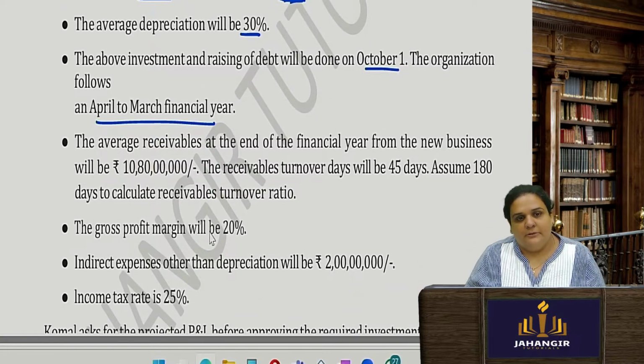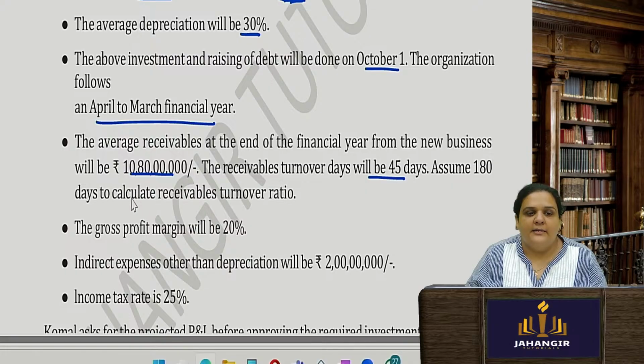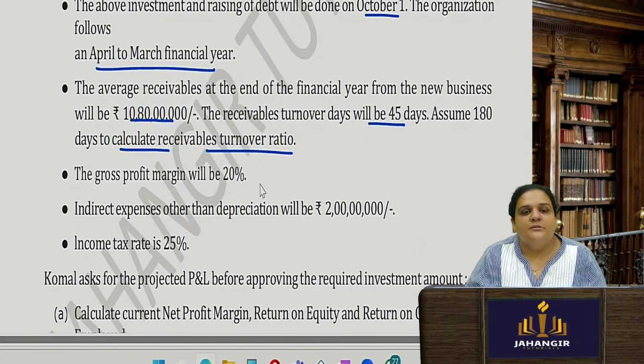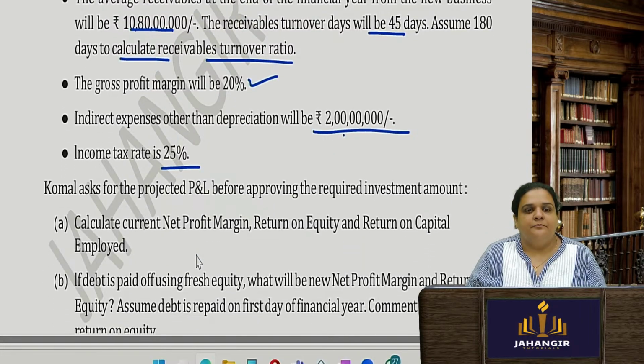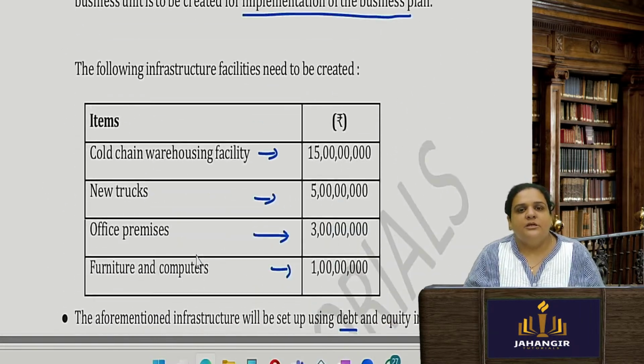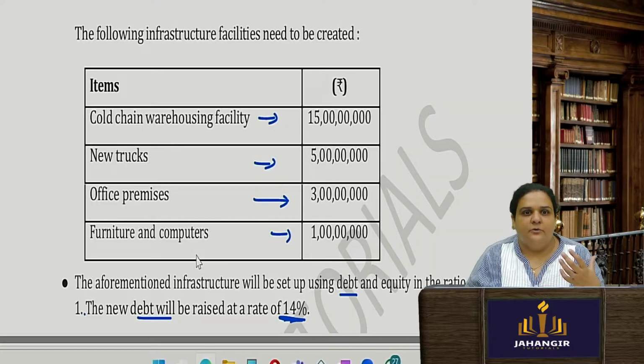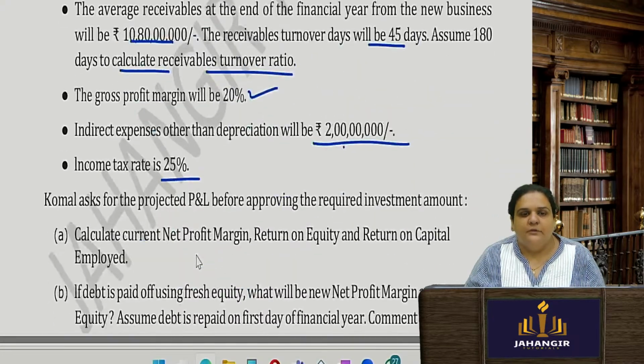The investment of the debt is done on 1st October and the company follows April to March as their financial year. Average receivables at the end of the financial year from the new business will be 10 crore 80 lakhs. Receivables turnover days is 45 days. Assume 180 days to calculate receivables turnover ratio. The gross profit margin again 20%. Indirect expenses other than depreciation 2 CR. Income tax rate is 25%. Okay, so now all these details which are given are for this new project and infrastructure.